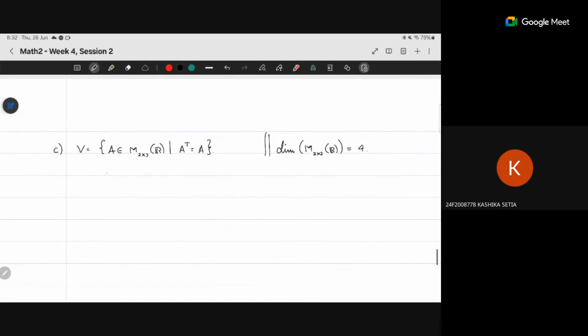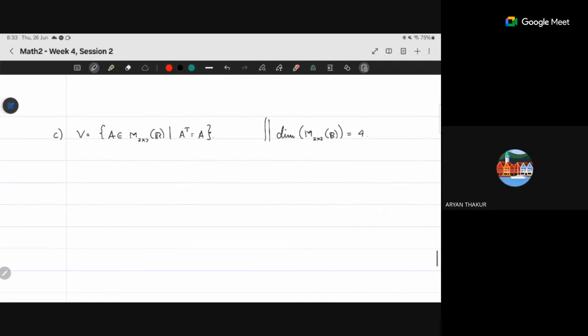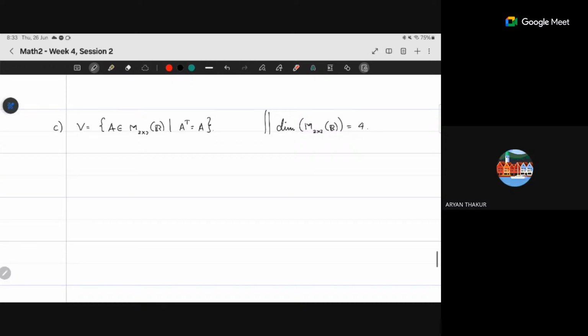So what do you expect the dimension to be, at least in comparison to 4? It should be 4 or less than 4. If it is the whole space, then it will be equal to 4, but otherwise it will be less than 4. The dimension of a subspace is always less than or equal to the dimension of the whole space. So this is a subspace of M2 cross 2, right? So this will have lesser dimension, but how much? Let us see. Do you have a candidate for a basis for this?